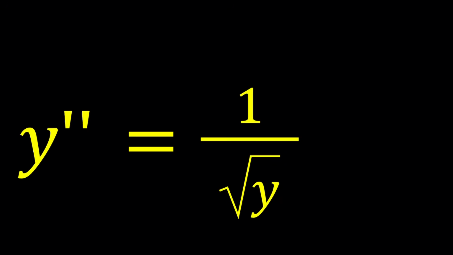Hello everyone. In this video we're going to be solving an interesting differential equation. We have y double prime equals 1 over the square root of y, and we're going to be looking for a function y that satisfies this equation. Now what makes this equation pretty interesting is the fact that we have the second derivative on the left hand side as opposed to the first derivative.